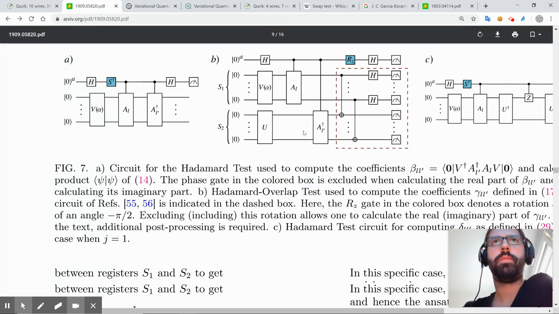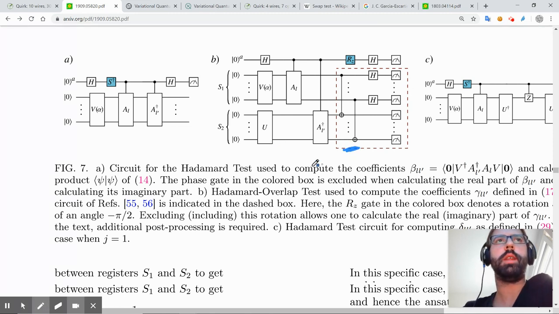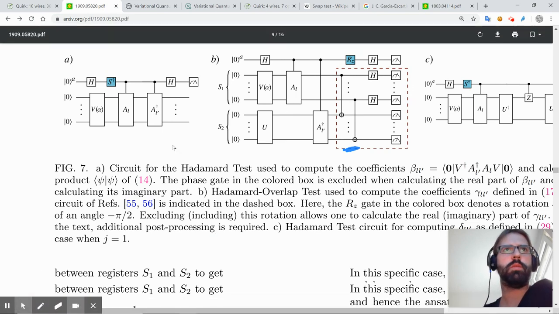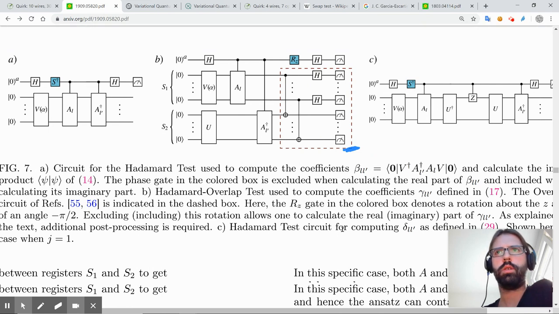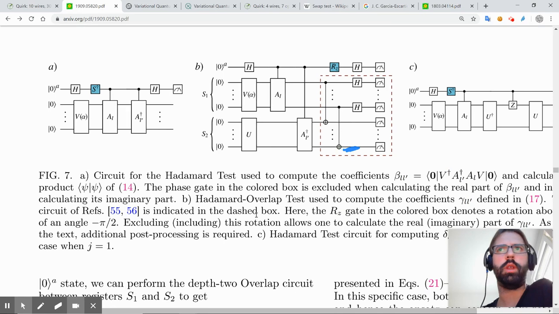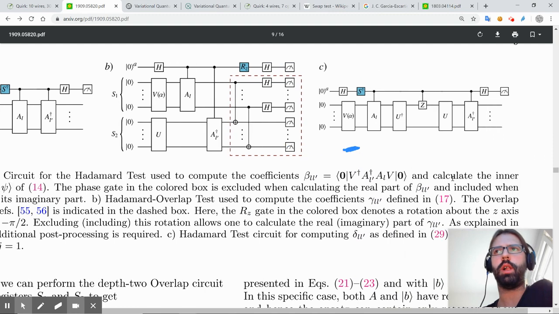Because I understand the concept of the overlap test. I understand the concept of the Hadamard test. But I have a hard time understanding how it is applied here, especially these A's transpose things. Or is it just because of the expansion of the stuff that we want to calculate that they just show up in there? The inner product of 14. It's to compute the coefficients and calculate the inner product.